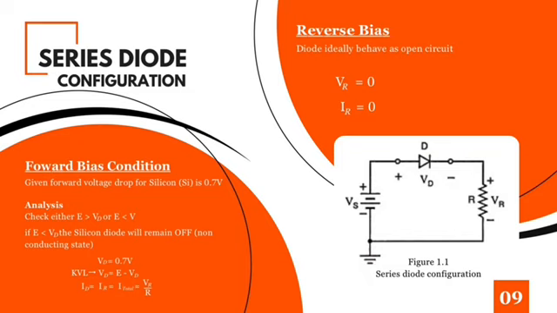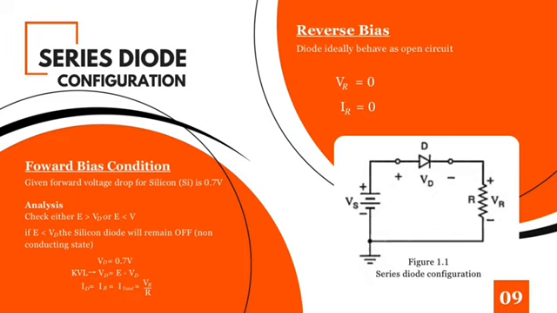Now, let's move on to the reverse bias condition. In the reverse bias condition, the diode behaves like an open circuit, which means no current will flow through it. This is because the reverse current and reverse voltage are both zero. In other words, when the diode is reverse biased, it ideally does not conduct any current.